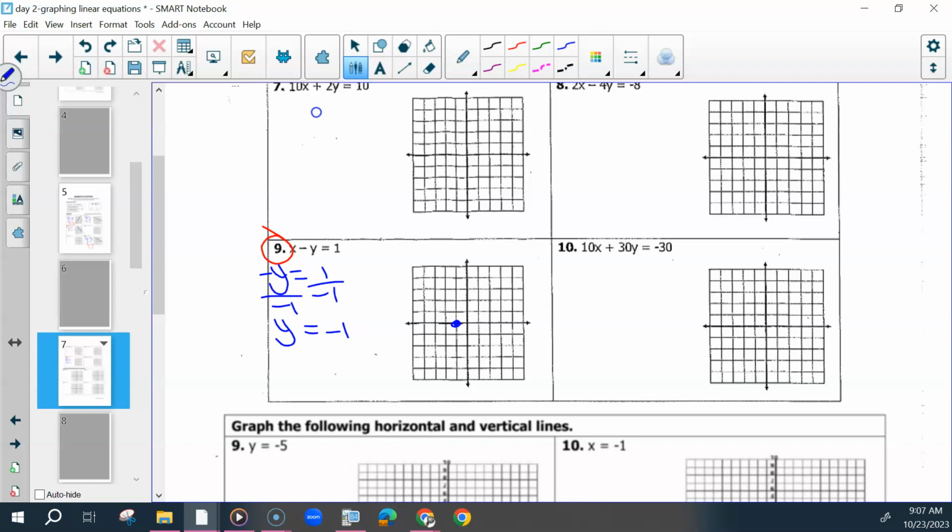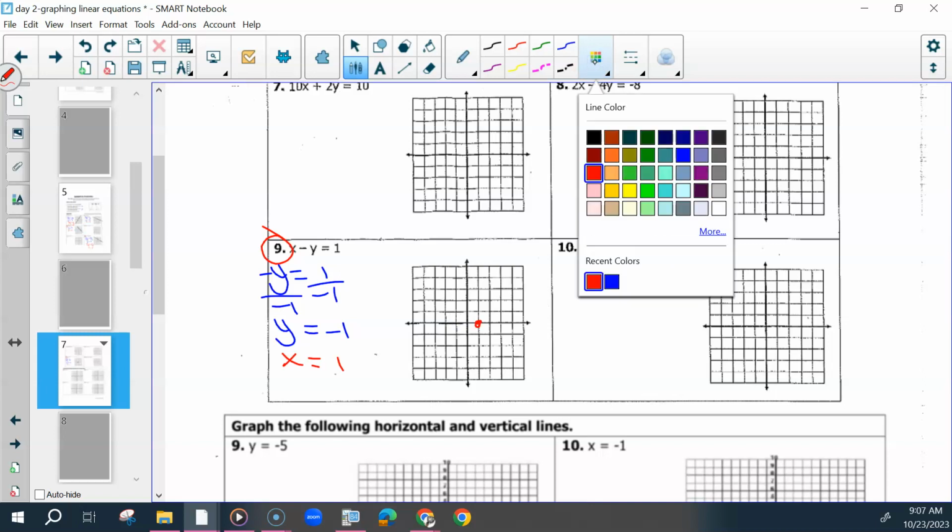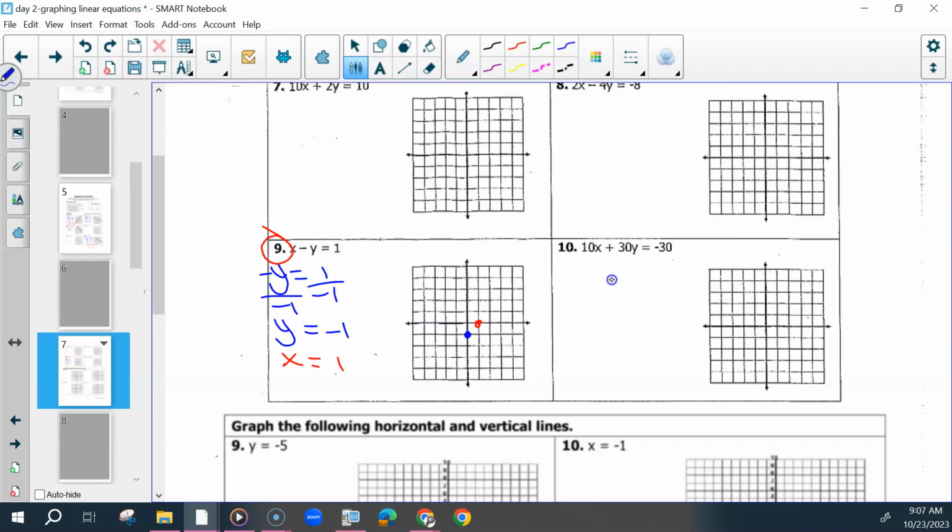If we were getting x by itself, or covering up the y term, that would be what? X equals 1. That one we don't have to change. Except I put that on the wrong thing. There we go.